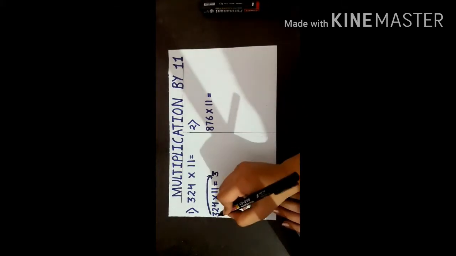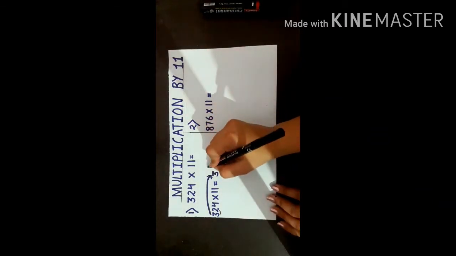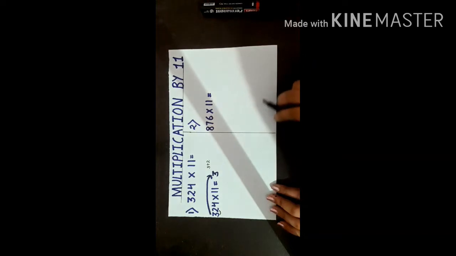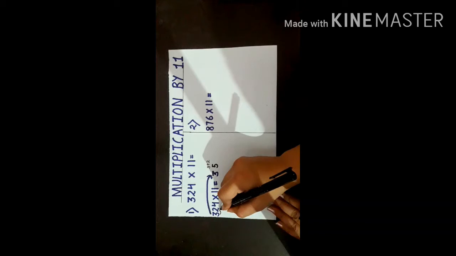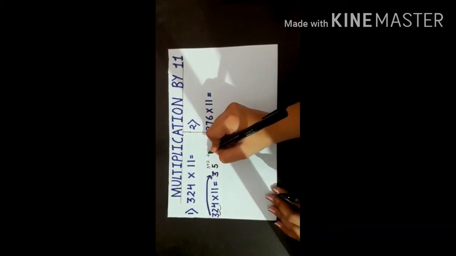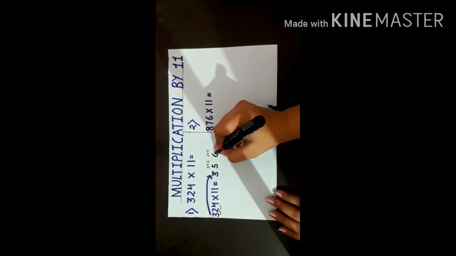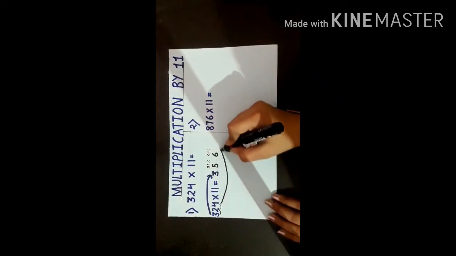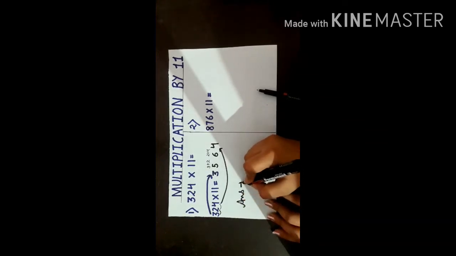Now you have to add the two digits. 3 plus 2. Now what is 3 plus 2? 3 plus 2 is 5. Now you have to add the next two. 2 plus 4. Now 2 plus 4 is 6. And then the last digit to the last place. And this is your answer.